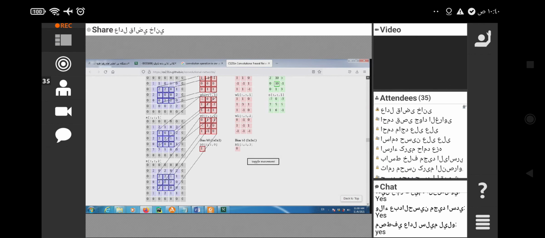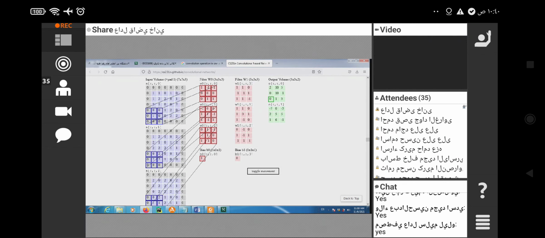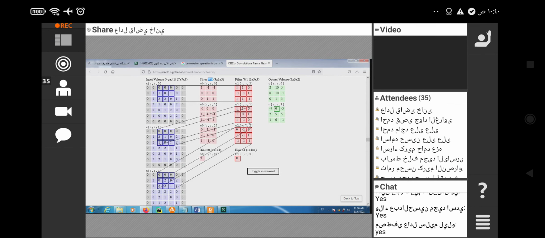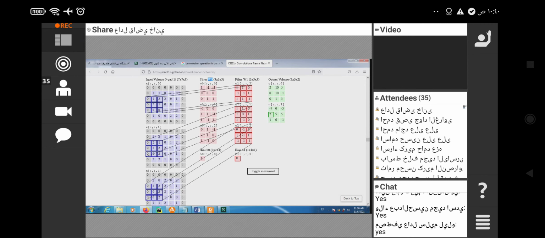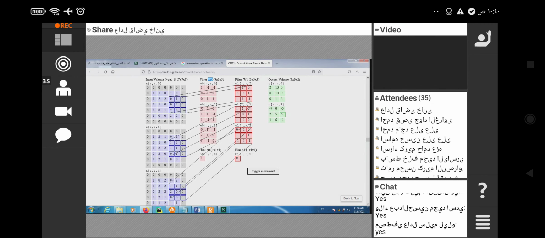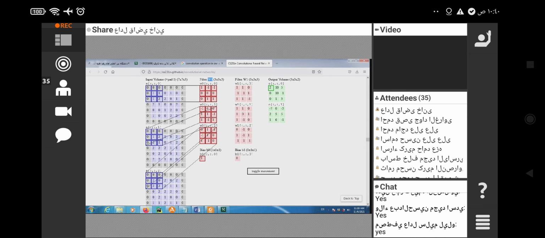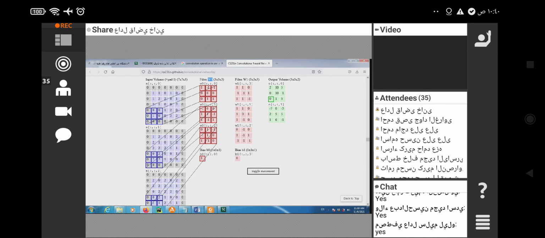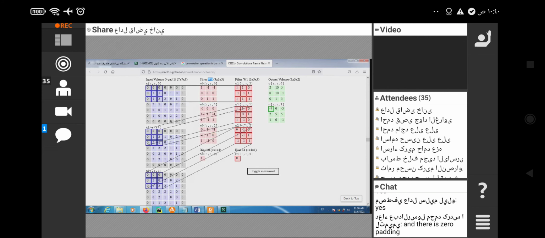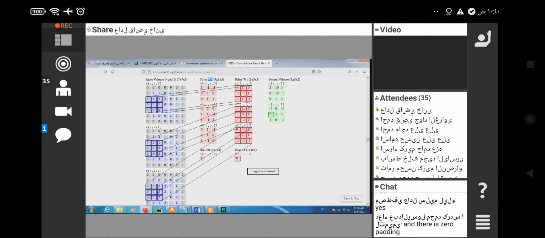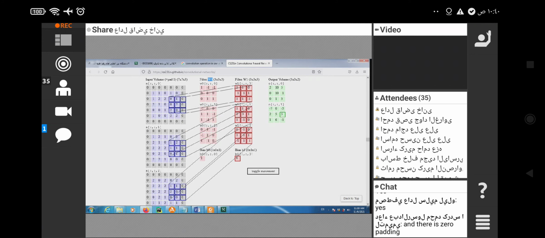In this example here, we have two filters, filter W0 and filter W1. We have two different filters, and these filters are moving on the input. As I said, the reason that we have three inputs is because it is a color image.